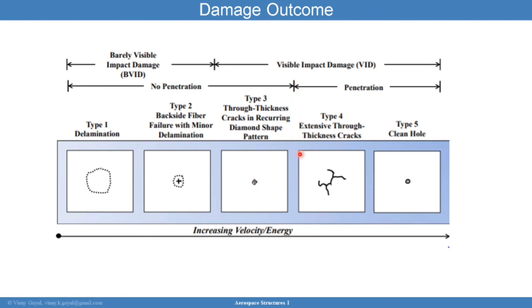But there's a point where you start to get extensive through-the-thickness cracks, and then you get a clean hole when the energies are quite high. Here, I'm showing you where barely visible impact damage could occur, so it stops about here, and from there on I have visible impact damage.